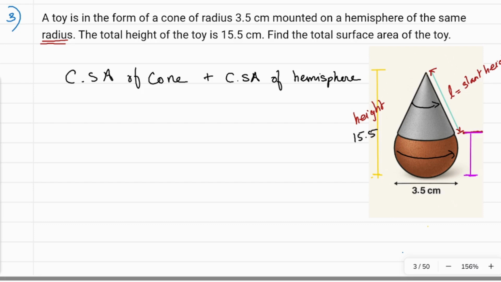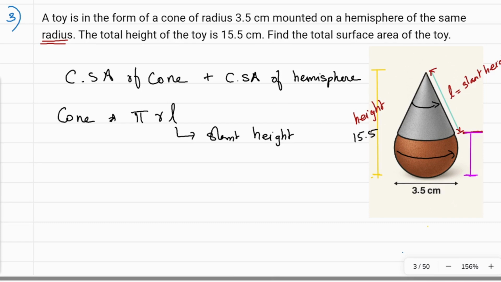So now look what we have to do. We have to first find the area of the cone. If you want to find the area of a cone, we need what? Our equation is pi RL, right? This L stands for the slant height. Okay, now look in the question. In this question, the slant height is not given. So how to find the slant height here?